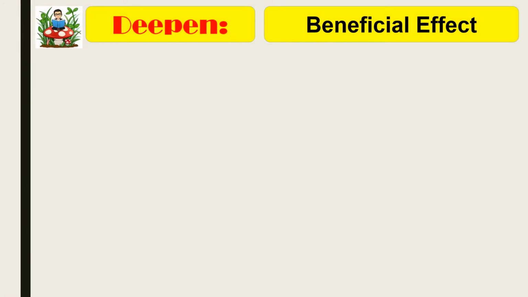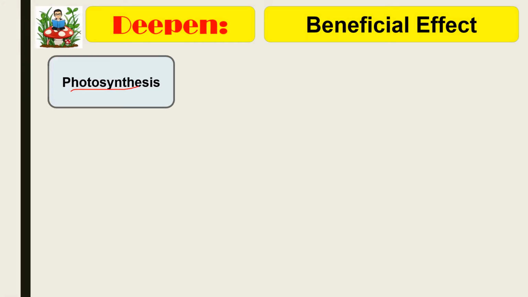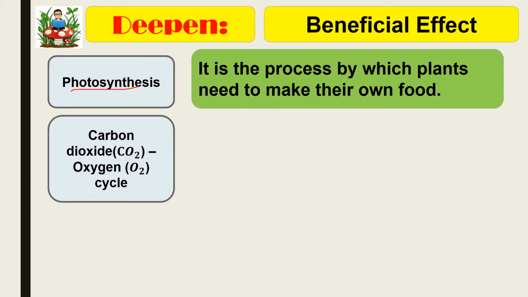Another beneficial effect is photosynthesis. Photosynthesis is the process by which plants make their own food. From photosynthesis, the plants can make their own food and also provide us healthy food such as vegetables and fruits.